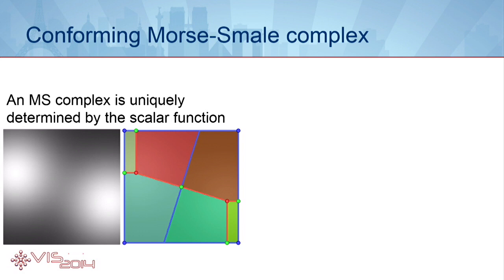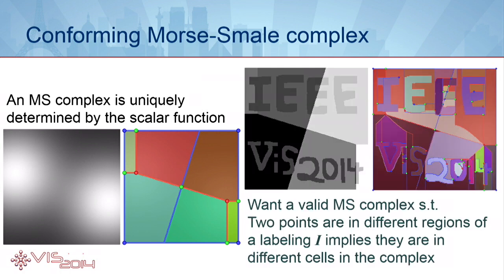Okay, so what do we mean when we say we compute a conforming Morse Smale complex? You might be sitting there thinking, if I have a scalar function, I have a unique Morse Smale complex for it. It's determined deterministically. But what if you also want to supply a map and have the Morse Smale complex agree with the map while at the same time agreeing with the underlying scalar function? In this case, I have two labels in my map, and I would like them to be separated in the Morse Smale complex as well. This is what we want to achieve by computing a conforming Morse Smale complex. And trust me, it is actually useful.